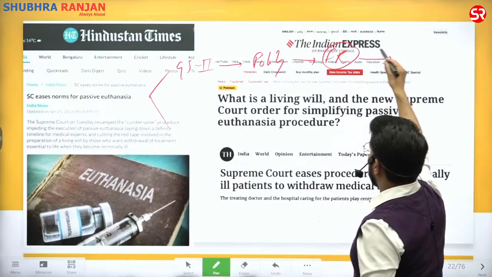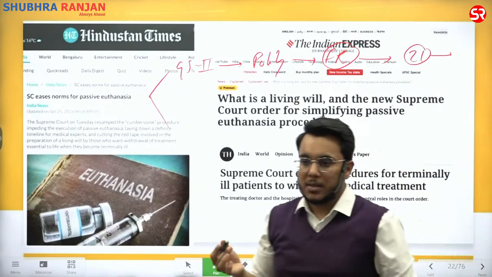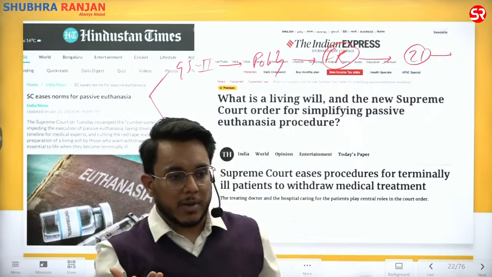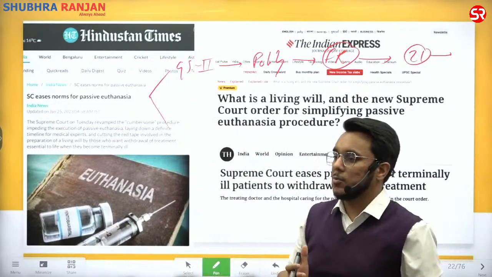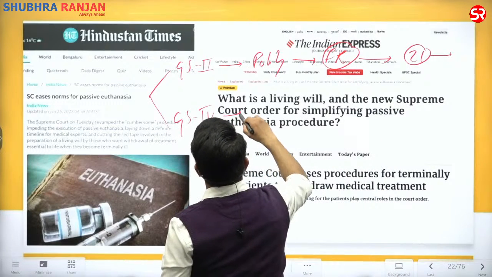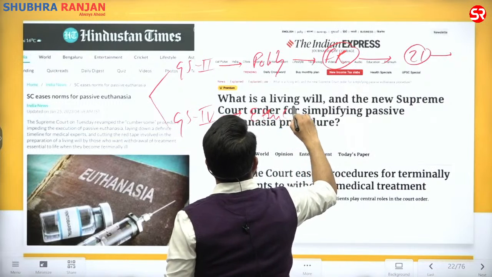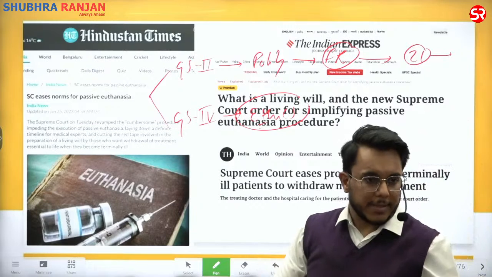Does the fundamental right, Article 21, include the right to die? Article 21, which gives you the right to life, does it include the right to die as well? And then GS paper number 4, ethics. Is it clear or not?